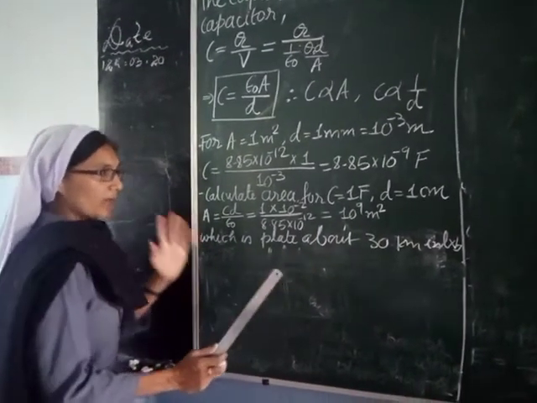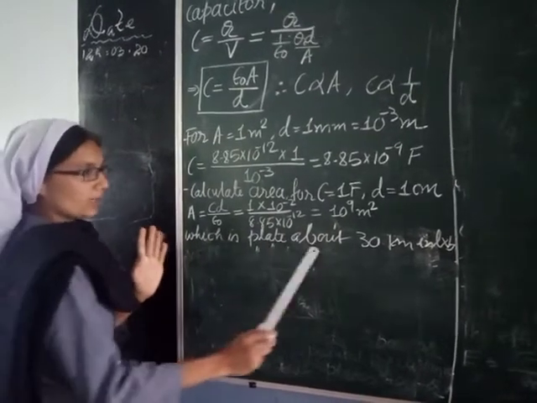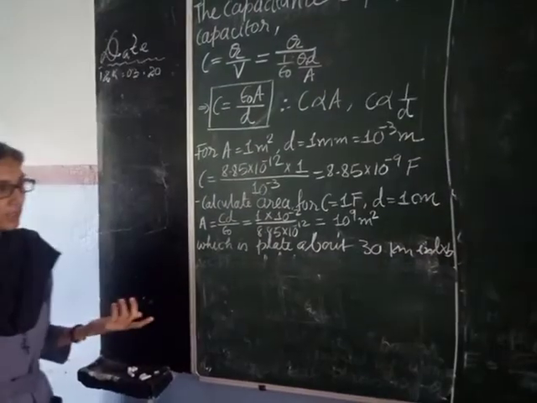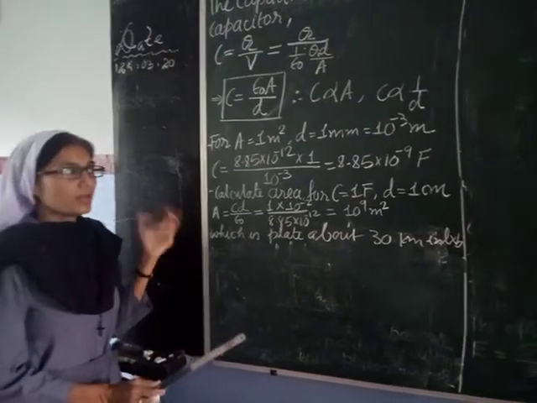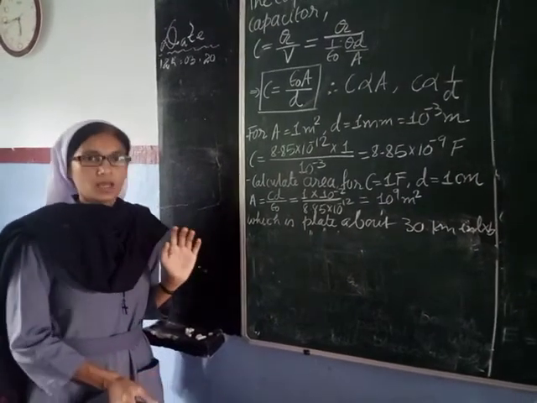So I need a plate whose dimension is this much, a plate about 30 kilometers in length and breadth, which is very high. So we have said that the farad is a very big unit, and therefore we are going to use a smaller unit. Thank you very much.